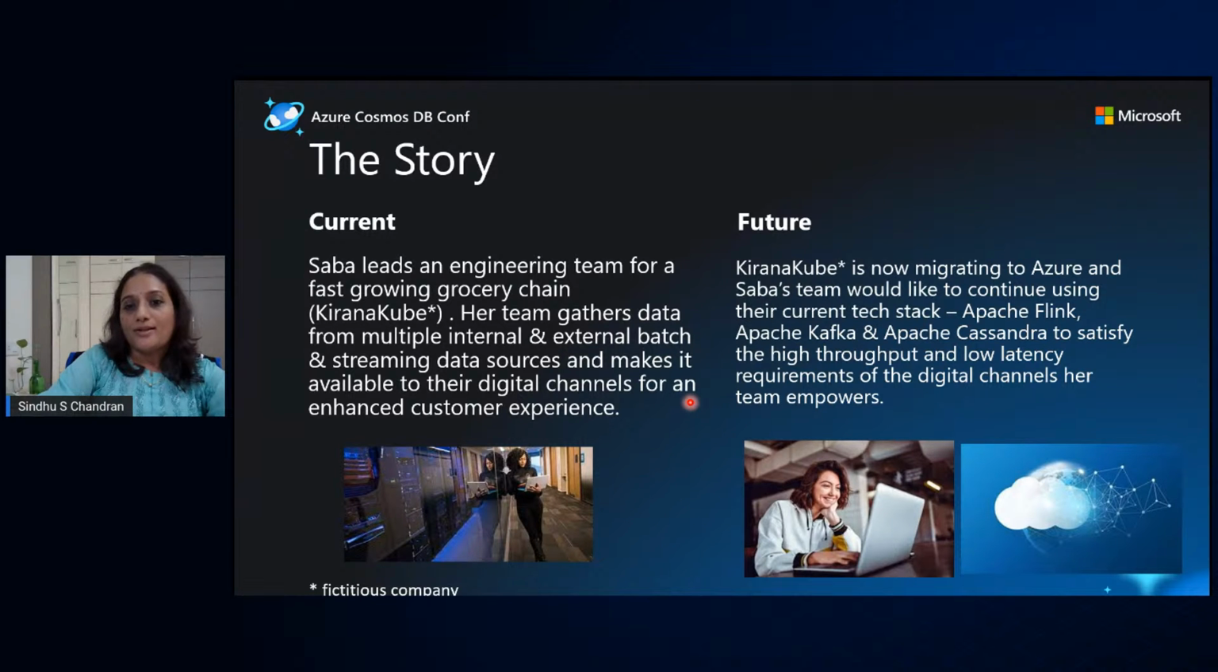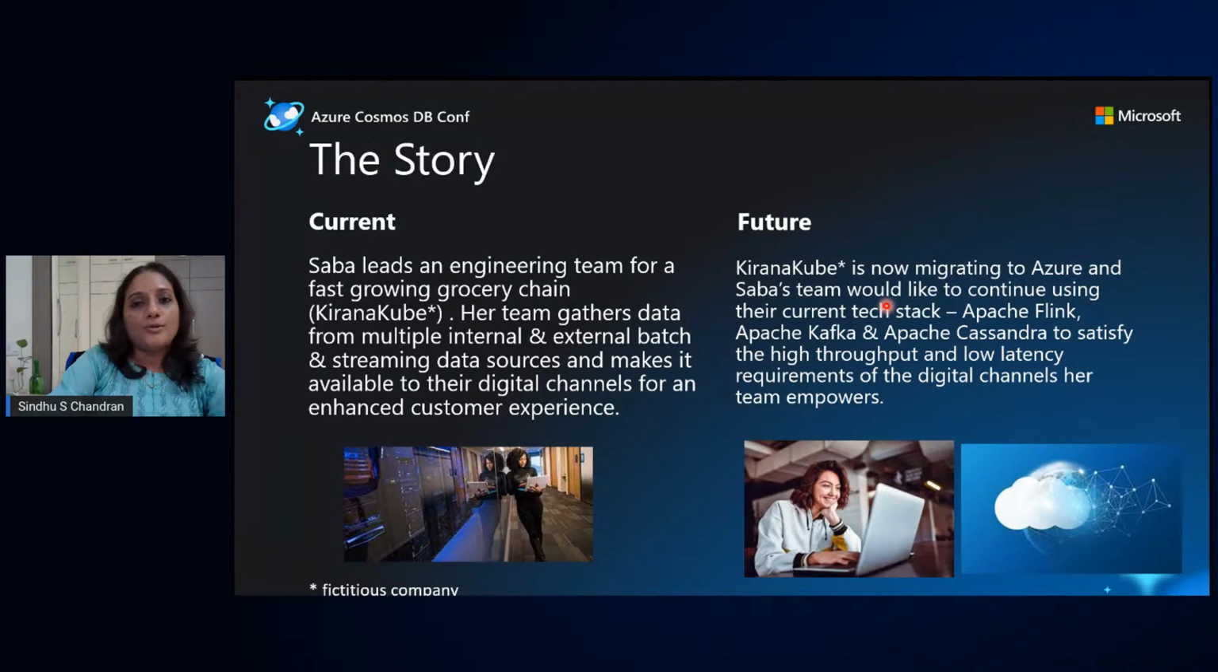And now Kirana Cube is on their journey to cloud, where they are invested in Azure cloud, and they would like to continue using their technology stack, which they have considerable investment on already, which is based on Apache Flink, Kafka, and Cassandra. They expect this to continue providing the same throughput and latency that they currently enjoy on their on-prem setup. So this is where the context is.